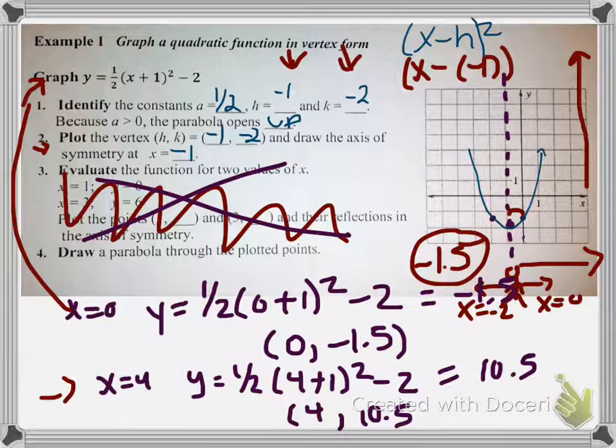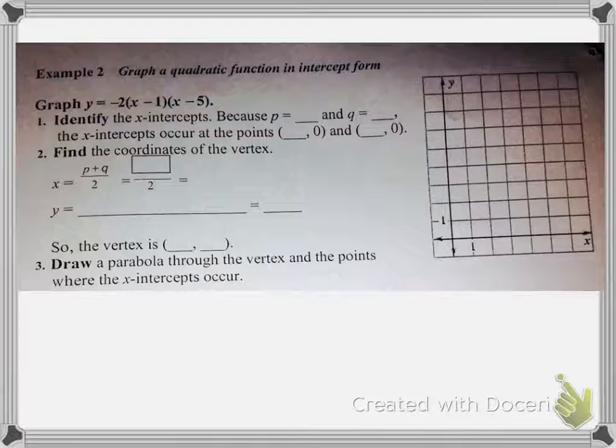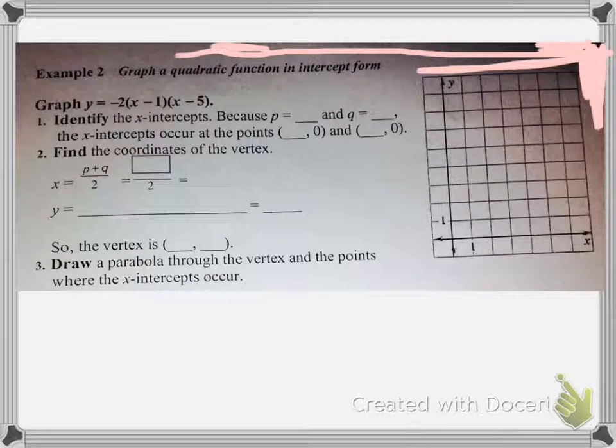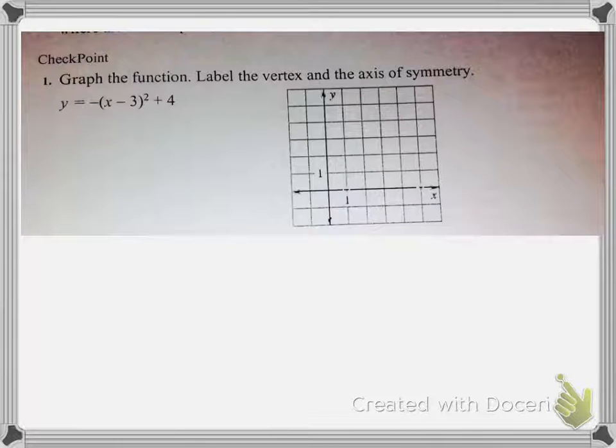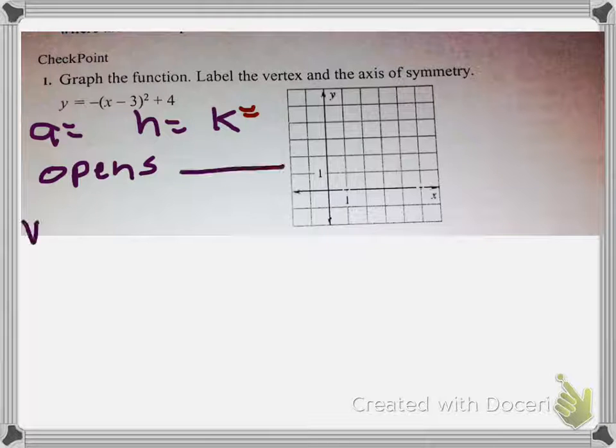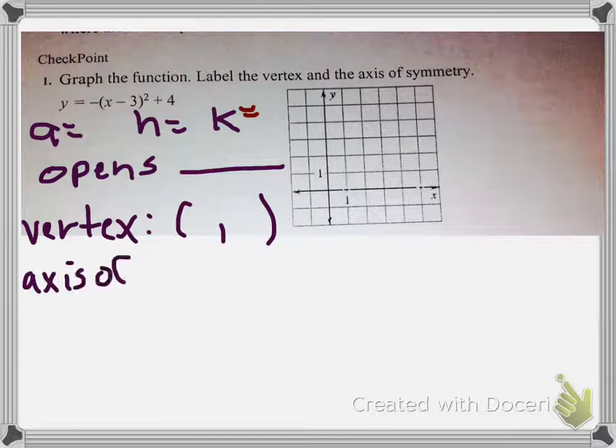I want you to turn the page so we can try one just like this. So if you could actually go to checkpoint, first problem. I need for you to find A, H, and K. You need to tell me which way this opens. I need to know who my vertex is. I need to know who my axis of symmetry is. And I would love to know who's the extra point.